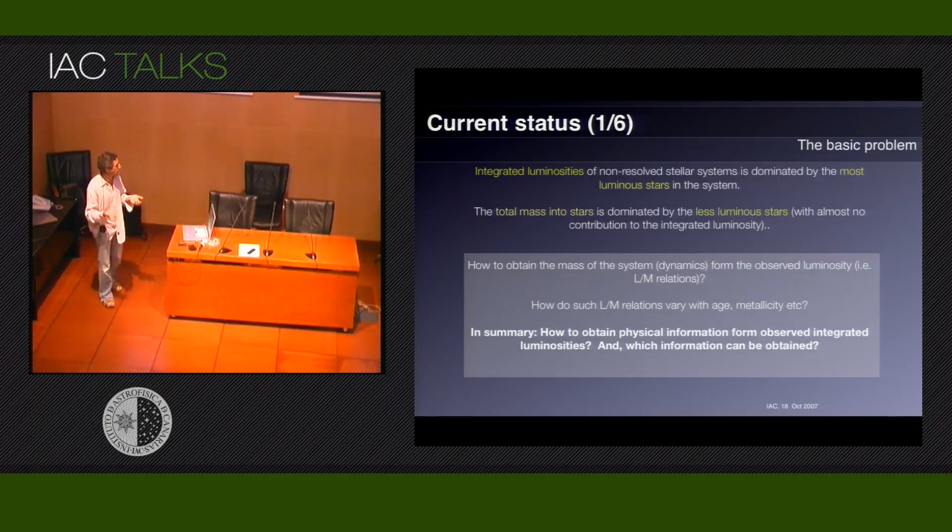How do we obtain physical information from observing integrated quantities, from the luminosity, in order to infer all the things that you don't see? For example, if you want to do dynamics, you don't want the light, you want the mass. The idea is to obtain some mass-luminosity relationships, and if you know how this relationship varies with age, metallicity, etc., you are able to say something about the stars that are there and about the mass and other things.